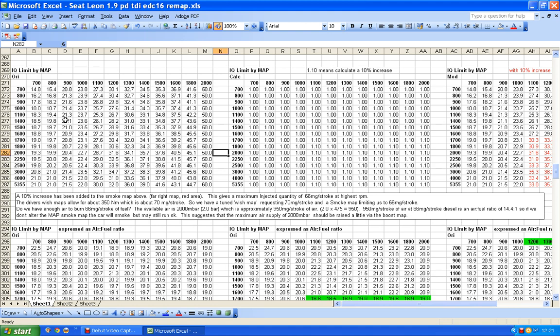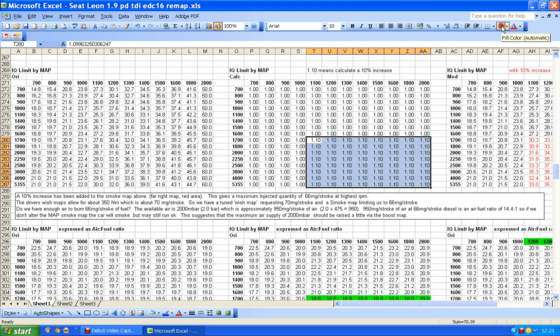So smoke, or IQ limited by MAP, so by pressure. Hence the fact that this axis here is pressure, and ends in 2000 millibars, or 2 bar. Here I've used a calculator like I've done with other files, and so this region here, being 1.1, is in effect 10% bigger than the rest of that region there.